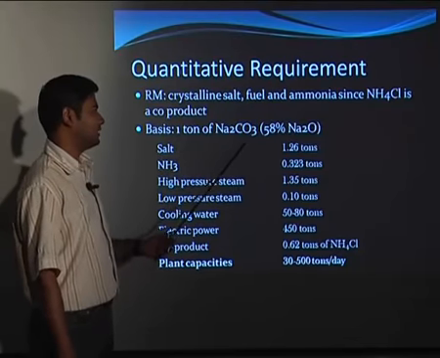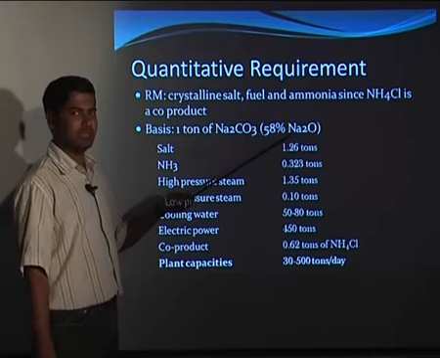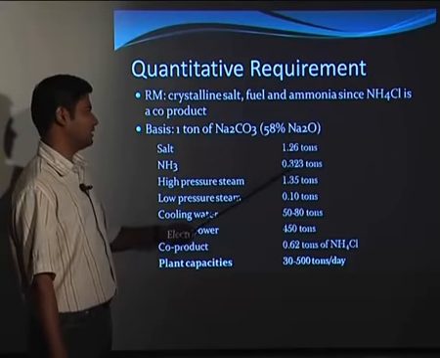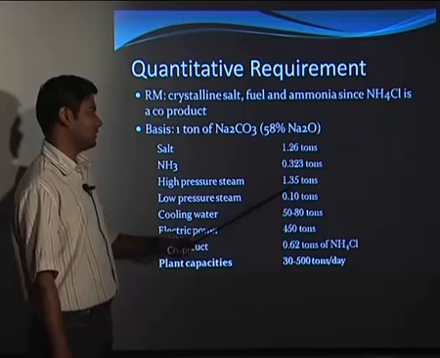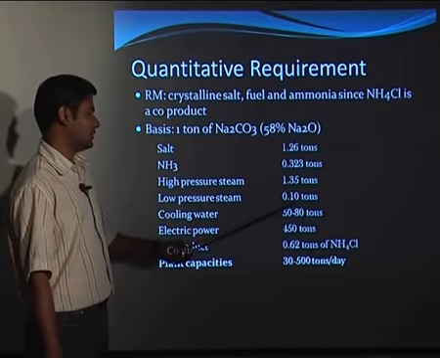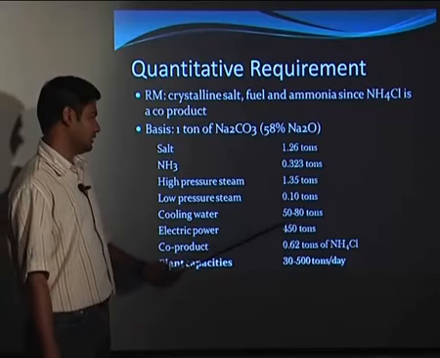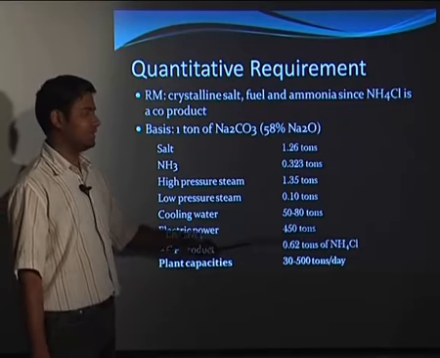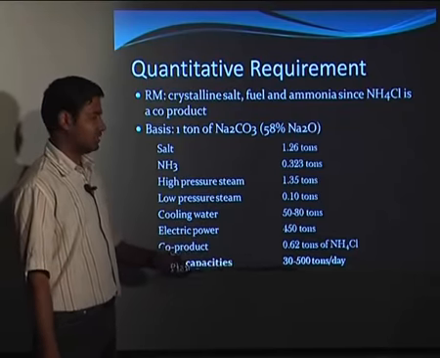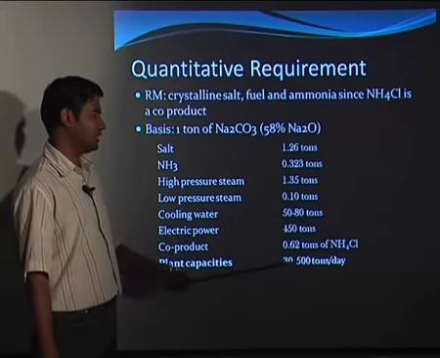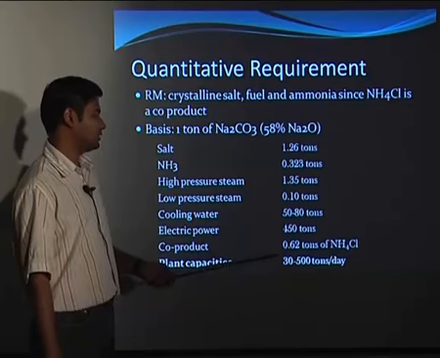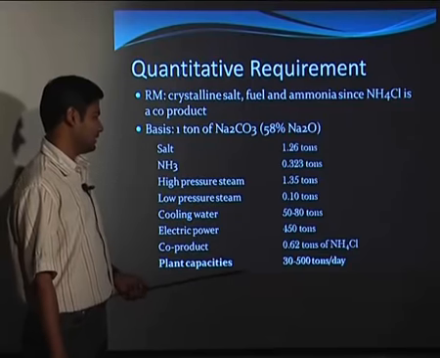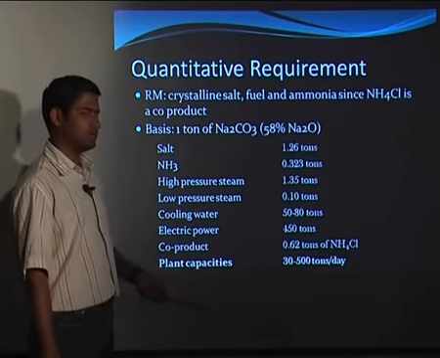So if we are producing 1 ton of soda ash which contains 58% of Na2O, then we require salt at 1.26 tons, ammonia 0.32 tons, high pressure steam 1.35 tons, low pressure steam 0.1 ton, cooling water 50 to 80 tons, and electric power 450. Then the co-product, NH4Cl, we are getting; earlier we were getting NH3 in Solvay, so here we are getting NH4Cl. We get 0.62 tons of ammonium chloride for 1 ton of Na2CO3, and the plant capacity will vary from 30 to 500 tons a day.